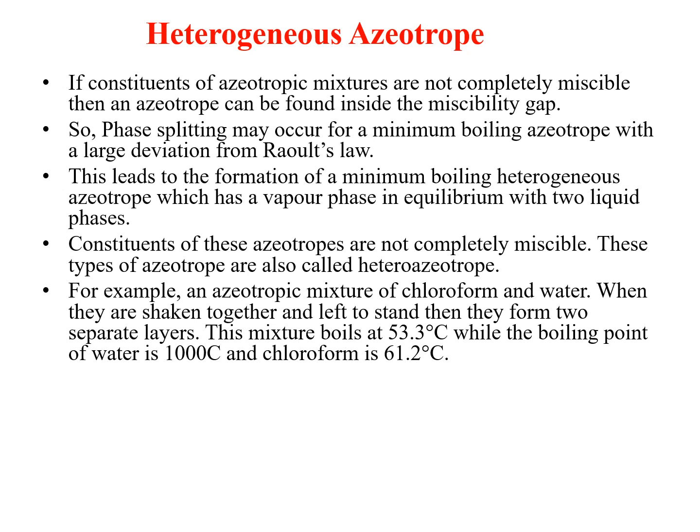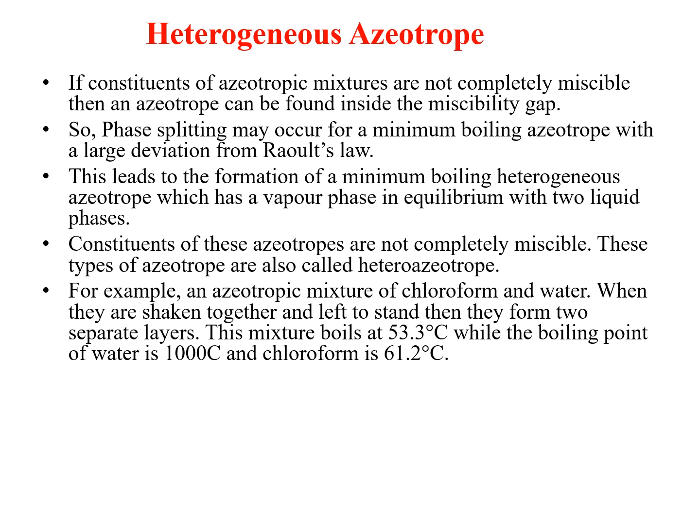Heterogeneous azeotrope. If the constituents of azeotropic mixtures are not completely miscible, then the azeotrope is found inside the miscibility gap. So, phase splitting may occur for the minimum boiling azeotrope with a large deviation from Raoult's law. This leads to the formation of a minimum boiling heterogeneous azeotrope, which has a vapor phase in equilibrium with two liquid phases. The constituents of these azeotropes are not completely miscible. These types of azeotropes are called heteroazeotropes.